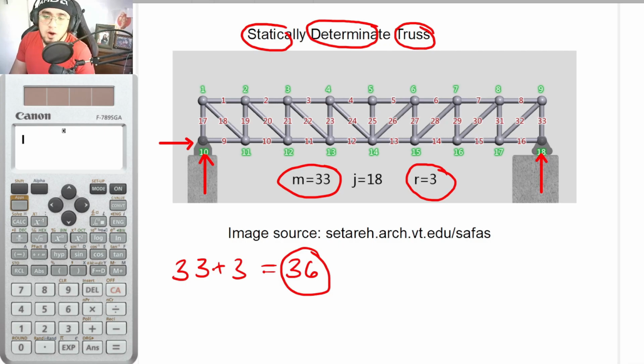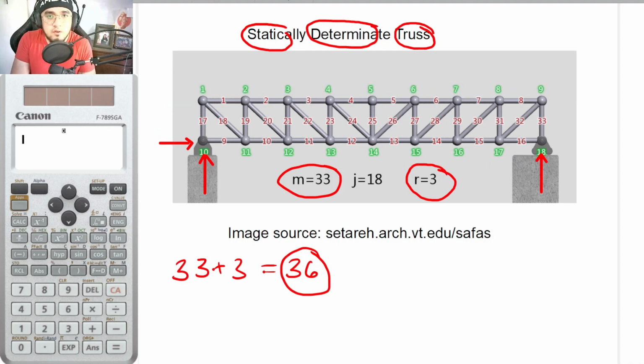According to basic algebra, in order to solve for 36 values, you must have at least 36 equations. So in order to solve for 36 unknowns, you must have 36 equations also. But how many equations can we formulate from this truss?